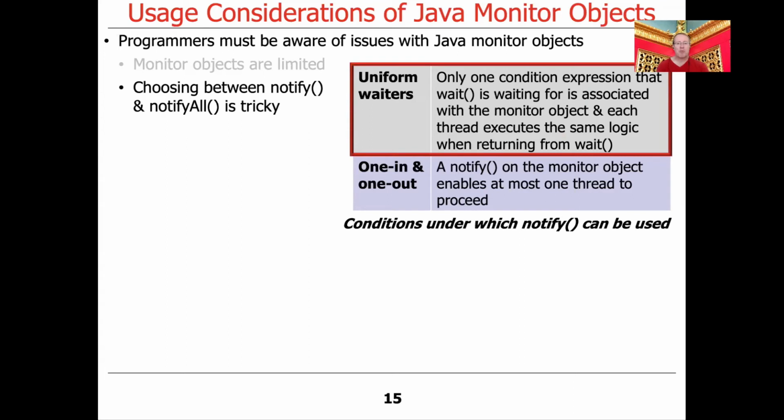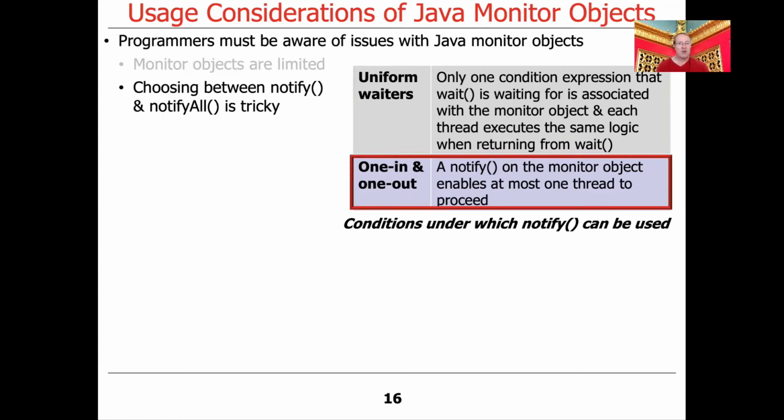If you recall from our previous discussion, you can use notify instead of notify all when two conditions hold. One is that you have uniform waiters, which means that all threads are waiting for the same condition, like not empty or not full. The other is the one in, one out condition, which says that a notify on the monitor object is designed to enable at most one thread to go forward.